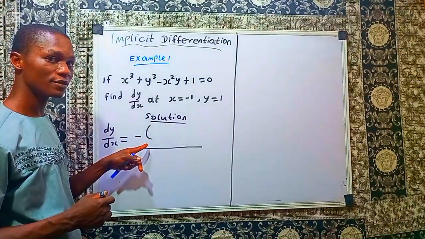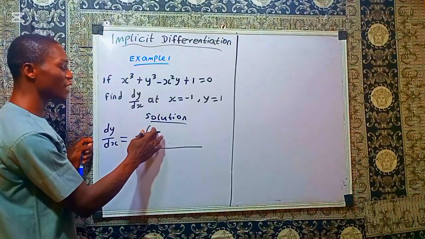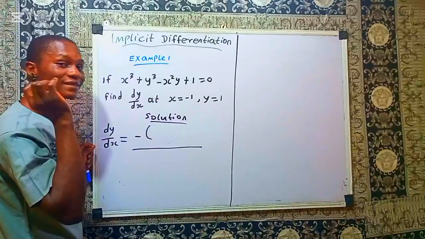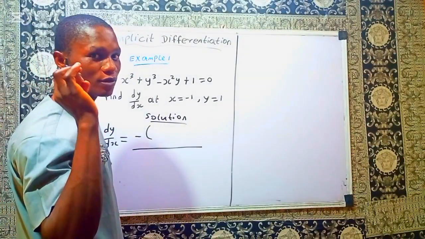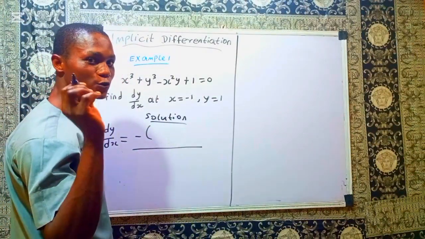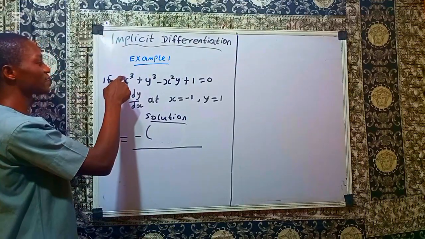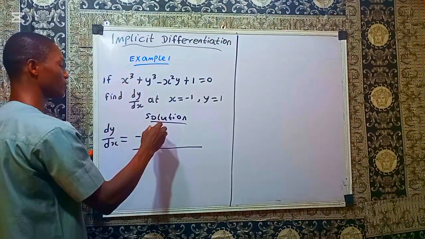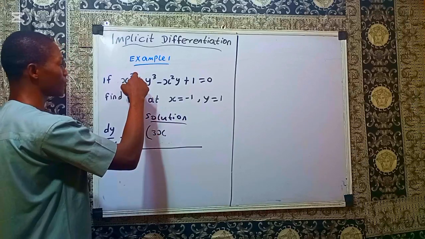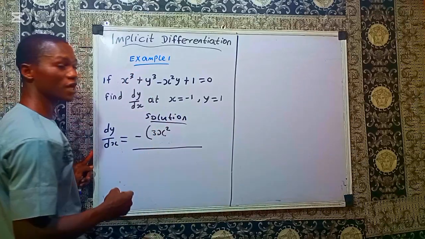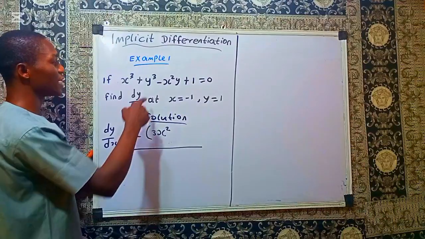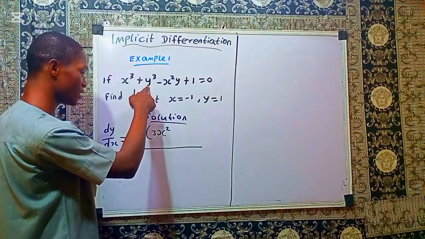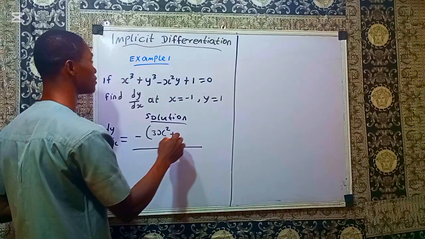then you create a bracket. Then inside this bracket, you are going to differentiate this function term by term with respect to x. So if you differentiate x raised to power 3 with respect to x, if you bring down the power 3, you have 3x. Then if you minus 1 from 3, you have 2. So you have 3x raised to power 2. Then if you differentiate y with respect to x, you are going to get 0. So you have plus 0.